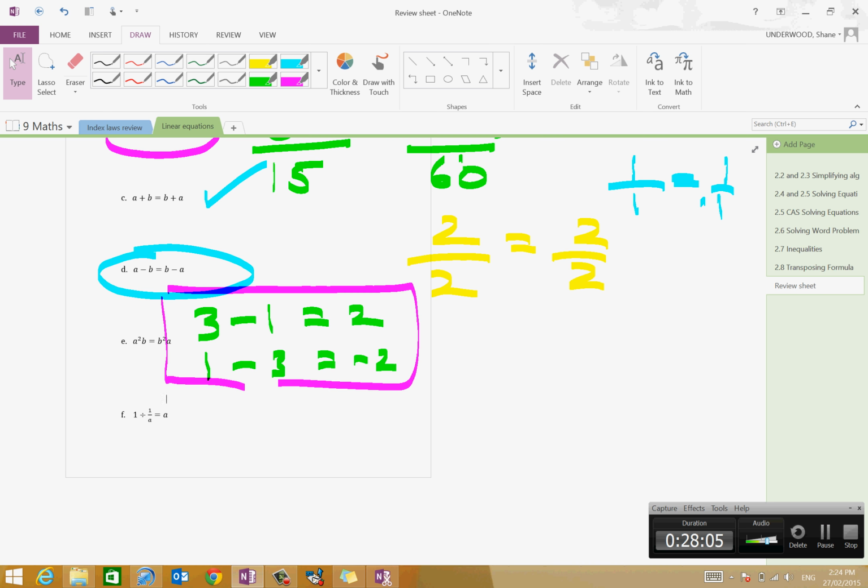I'm going to stop the video there because I think it's gone for too long. I don't want people to be watching a 50-minute video. What we will do though next time is go through the sheet on simplifying and solving algebraic equations.